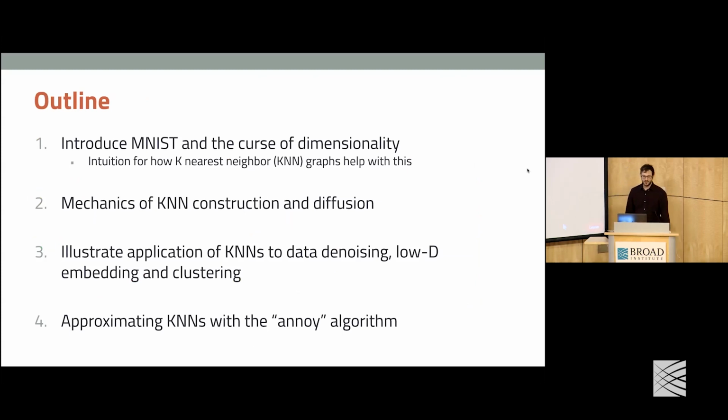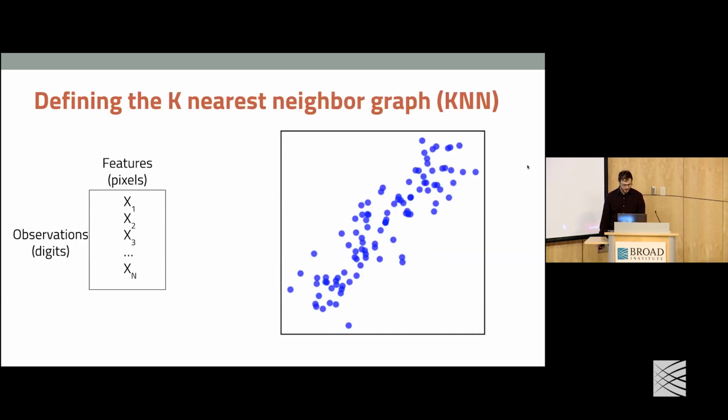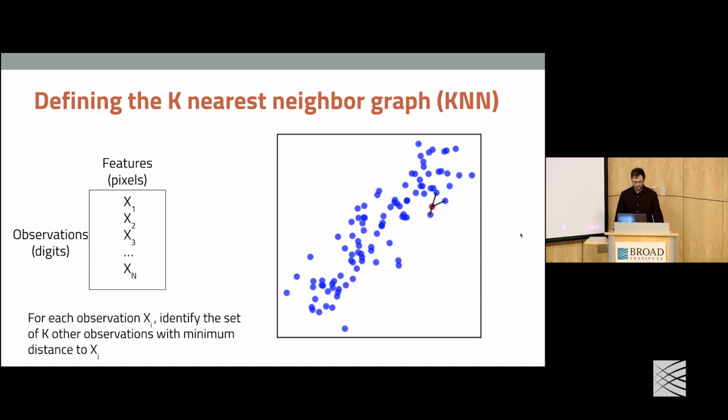Okay, so that's the overview of MNIST and the curse of dimensionality. And I'm going to come back to that throughout the talk. But let me first talk a bit about the mechanics of k-nearest neighbor construction. So here is an example data set. A given data set will be observations by features, and each row is an observation. I'm showing an example data set on the right that's only 2 dimensions. So it has an X and a Y feature, and I'm able to plot that in 2 dimensions really easily here. And so making the k-nearest neighbor graph is pretty straightforward.